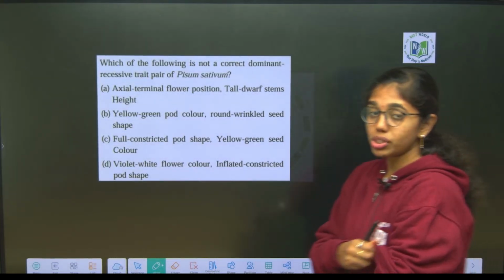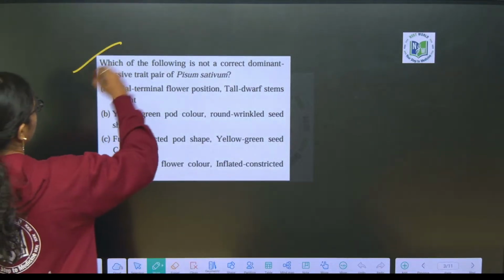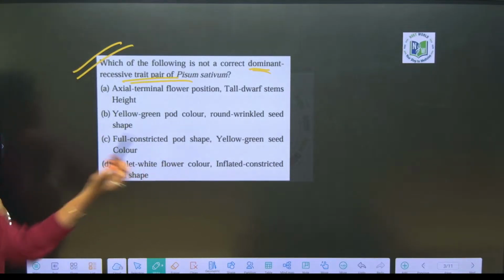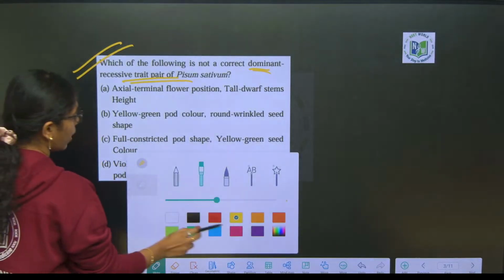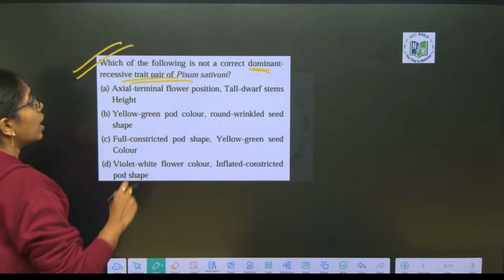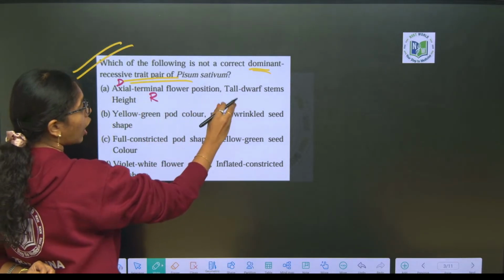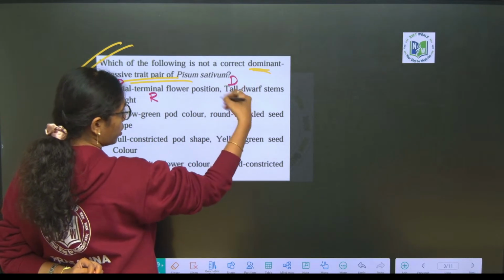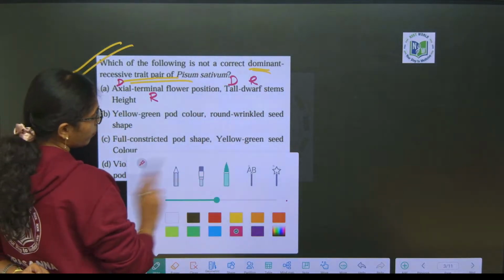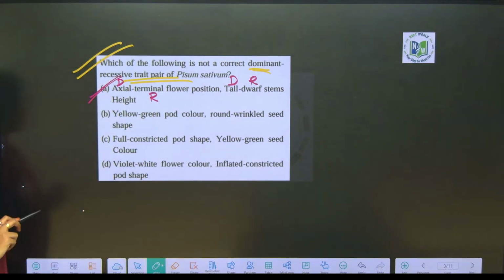First question is about which of the following is not a correct dominant and recessive trait pair of Pisum sativum. So, here, axile and terminal flower position, axile is dominant, terminal position is recessive. Tall and dwarf stem height, tall is dominant, dwarf is recessive. So, this combination is correct with respect to dominant and recessive trait.